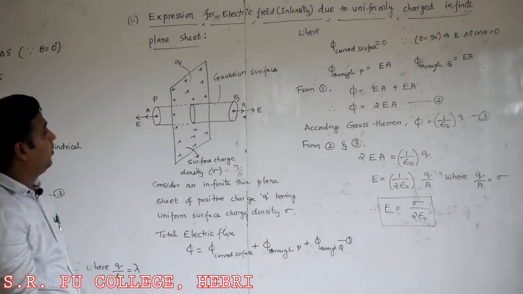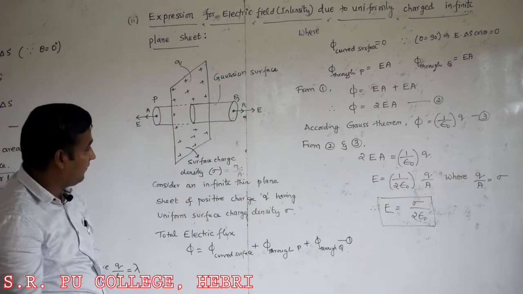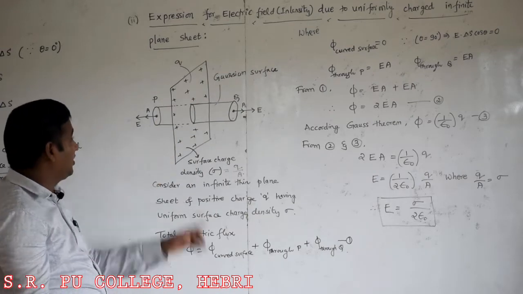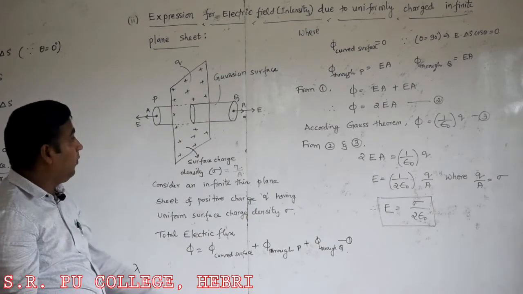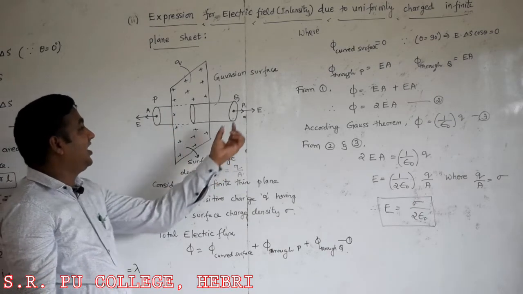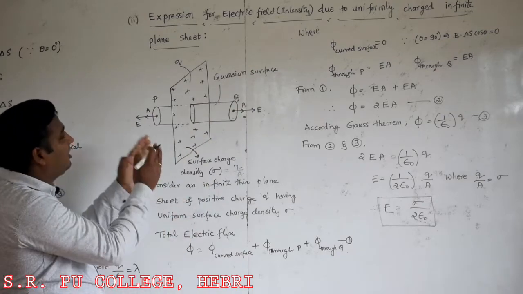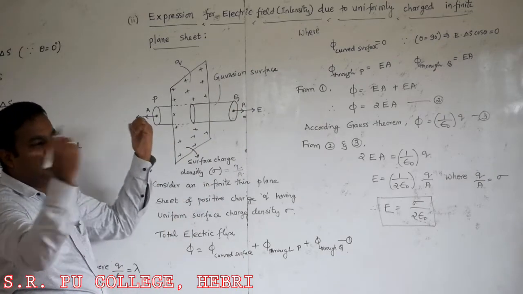In step number 1, we consider a Gaussian surface. The cylinder represents the Gaussian surface. In the cylinder, we consider 2 ends. One end is P of surface area A, another end is Q of surface area, again A. On both sides, the electric field is acting outward.